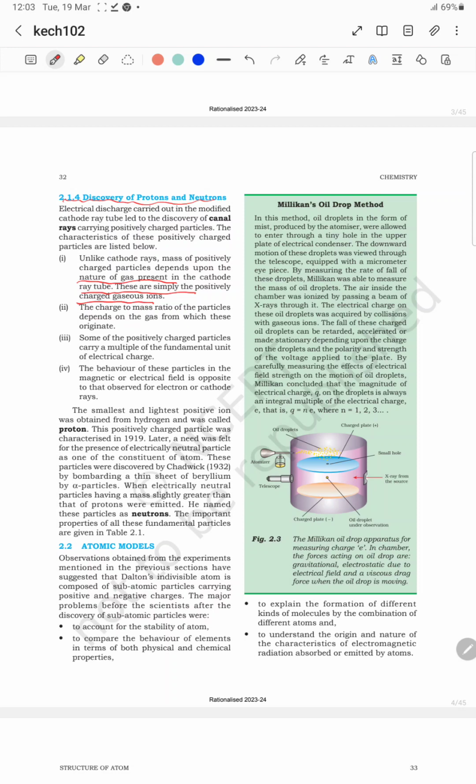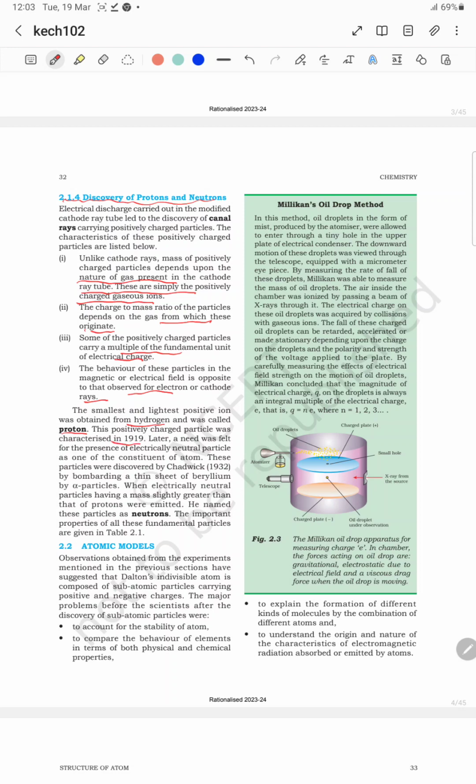The charge to mass ratio of the particle depends on the gas from which these originate. Some of the positively charged particles carry a multiple of the fundamental unit of electrical charge. The behavior of these particles in the magnetic or electrical field is opposite to that observed for electron or cathode rays. The smallest and the lightest positive ion was obtained from hydrogen and was called proton. This positively charged particle was characterized in 1919.